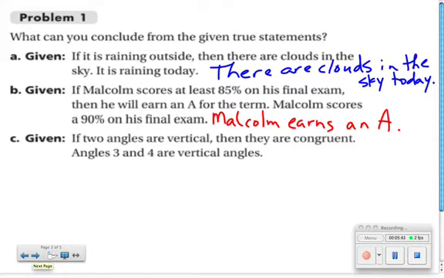Part C: if two angles are vertical, then they are congruent. My second statement is angles 3 and 4 are vertical angles. Can I draw a conclusion? Yes or no? Angles 3 and 4 are congruent. You could express it symbolically if you wanted to. You could say angle 3 is congruent to angle 4.